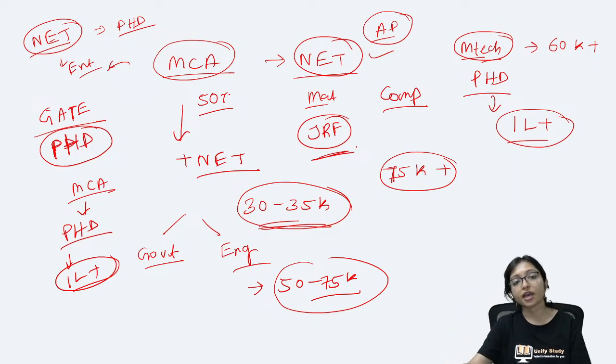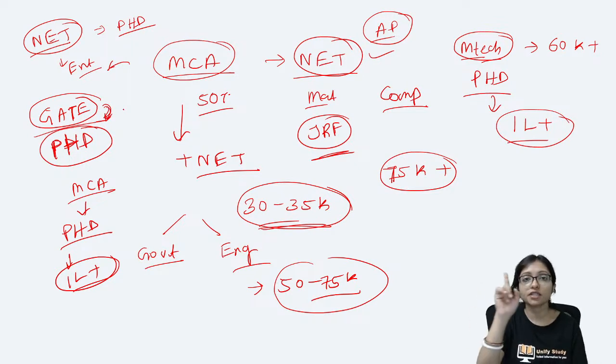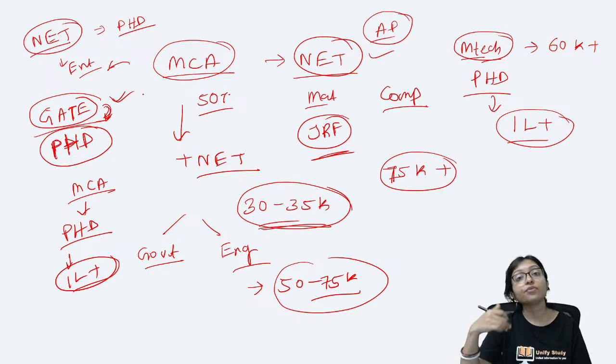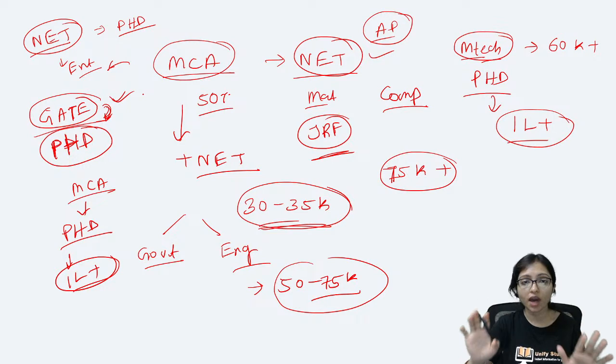Also, through GATE you can enroll yourself in a PhD in central universities, IITs, NITs. Good universities are there, they are taking through GATE also. So why waste your time? With the same preparation, when you are able to apply for all these jobs, why not?